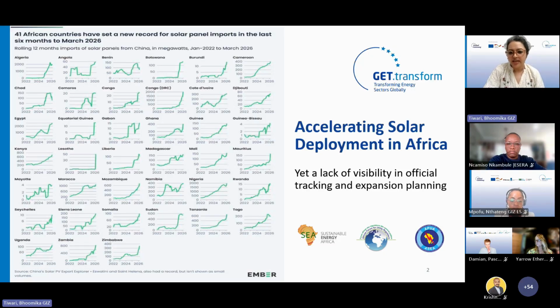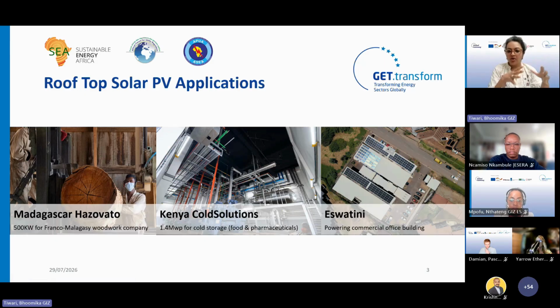What does that mean then? What you are seeing here are aggregated numbers that we have from imports of solar from China for Africa. But at the country level, the visibility for this is lacking in official tracking or official data, and also in energy sector expansion planning. That's more at the broader level, but what does this mean at the ground level?